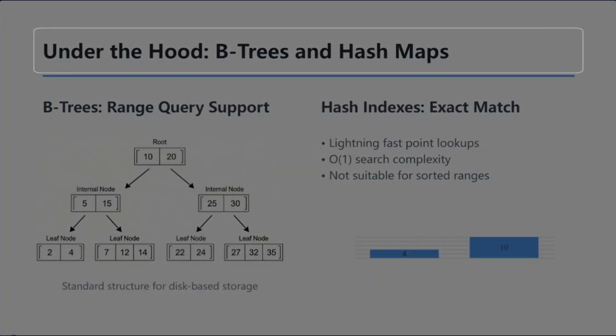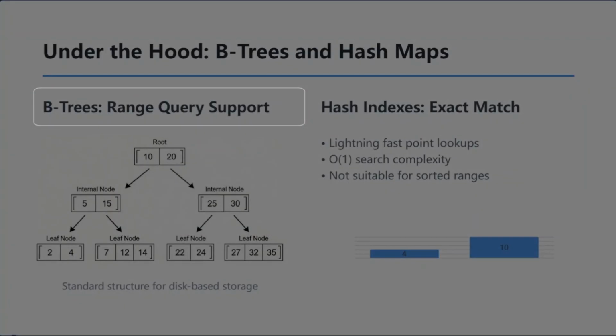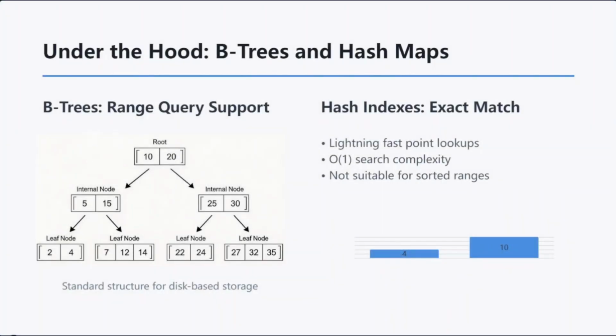Now that we understand why we use indexes, let's peel back the curtain and look at the actual machinery. There are 2 heavy hitters in the world of data structures that make this possible: B-trees and hash maps. First, let's talk about B-trees. If you've ever used a relational database like MySQL or PostgreSQL, you've likely used these. They are the most common structure because they are incredibly versatile. A key reason they are the standard is that they are designed specifically for disk-based storage, minimizing the number of times we have to read from the slow hard drive. Plus, they support range queries, like finding all orders placed between Monday and Friday.